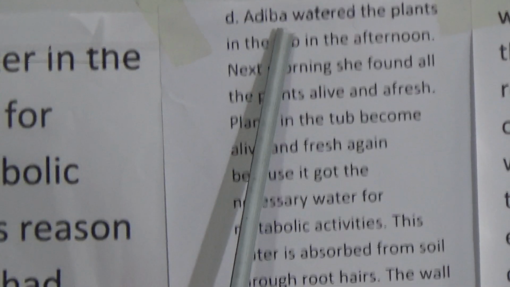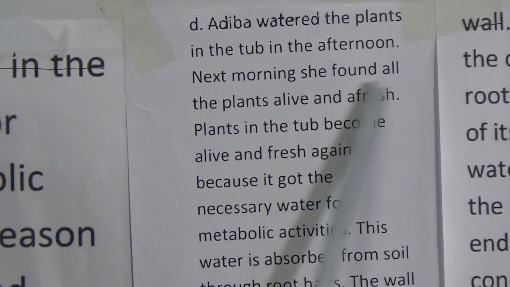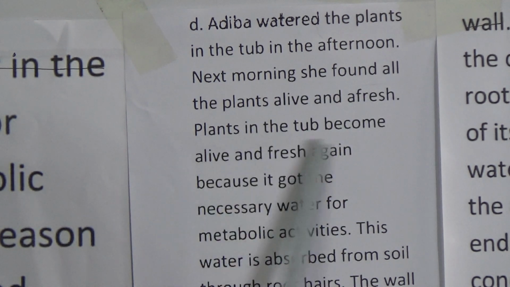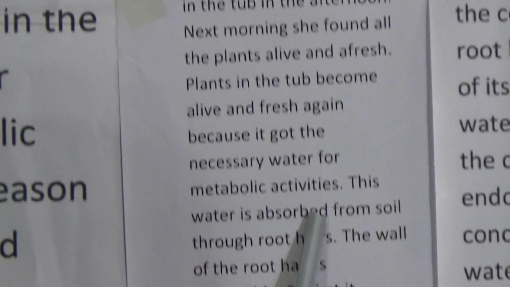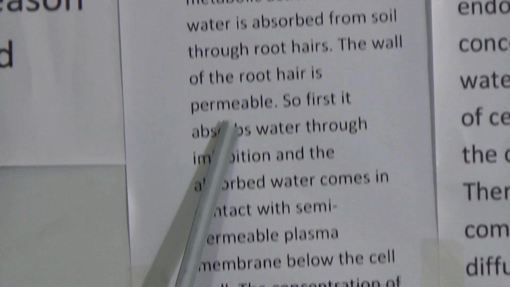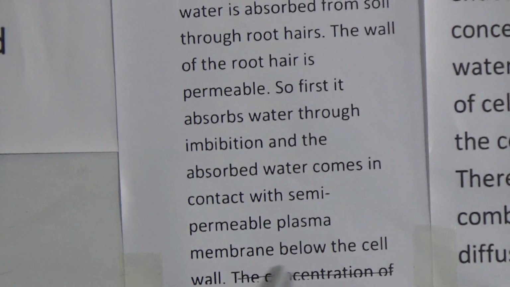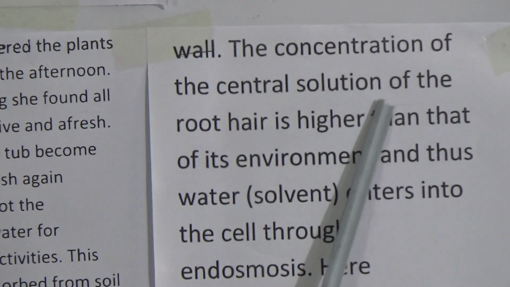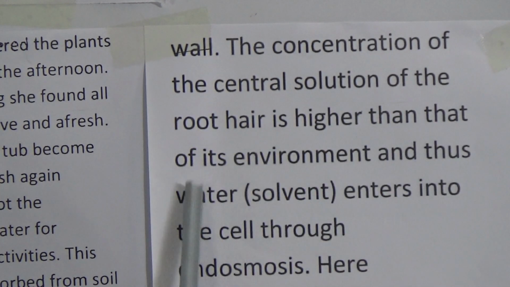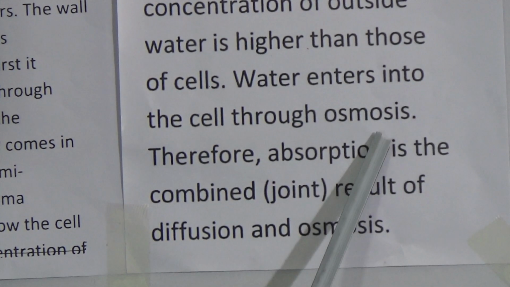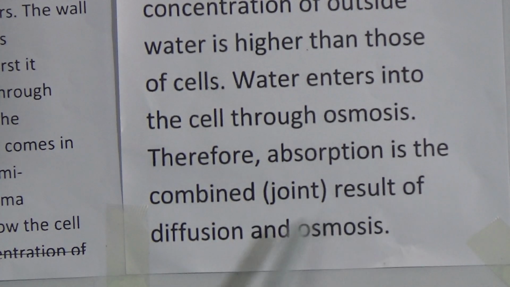My dear students, come to the next question. Question number D, how did the plants become alive? Explain. Adiba watered the plants in the tub in the afternoon. Next morning, she found all the plants alive and fresh. Plants in the tub became alive and fresh again because they got the necessary water for metabolic activities. This water is absorbed from soil through root hairs. The wall of root hair is permeable, so first it absorbs water through imbibition, and the absorbed water comes in contact with the semi-permeable plasma membrane below the cell wall. The concentration of cell sap of the root hair is higher than that of its environment, and thus water enters into the cell through endosmosis. Here, concentration of outside water is higher than that of the cells. Water enters into the cell through osmosis. Therefore, absorption is the combined result of diffusion and osmosis.